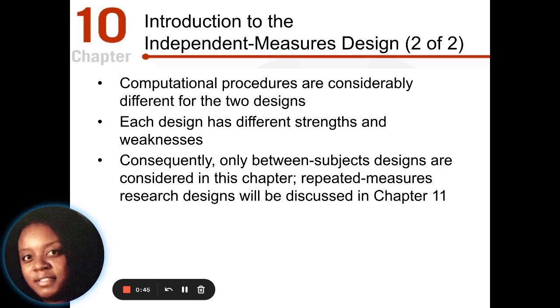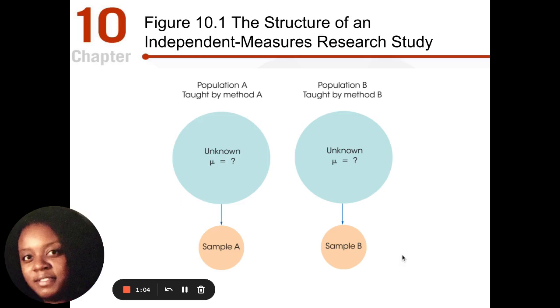The way we compute procedures for each design are different. Each design has its own strengths and weaknesses, and only the between subjects design is considered in this chapter. In the next chapter, chapter 11, that's when we'll talk about the repeated measures research design. Here's an example in figure 10.1 of the structure of an independent measures research design. You can see we've got sample A and sample B, and then we calculate those totals for each group.